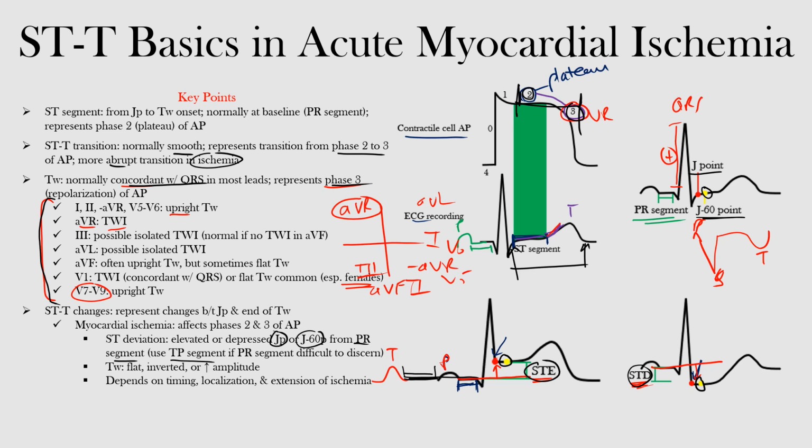The T waves can be flat, they can be inverted, or increased in amplitude, like in hyperacute T waves. And then remember, these ST-T changes really depend on the timing, localization, and extension of the ischemia. Well, that's the end of this lecture. We discussed the ST segment and T wave, including what they represent, how they normally appear, and how they are affected in myocardial ischemia. I hope you learned something.